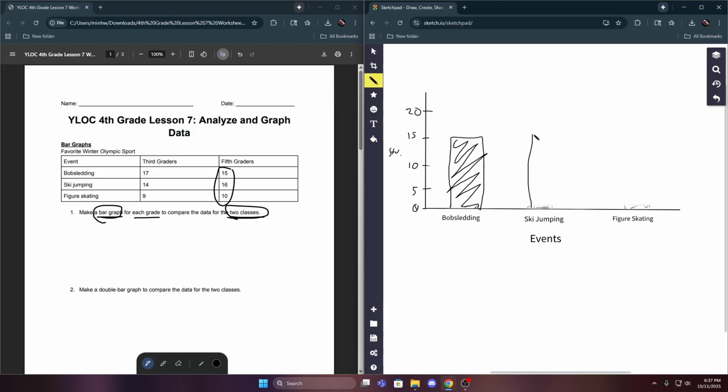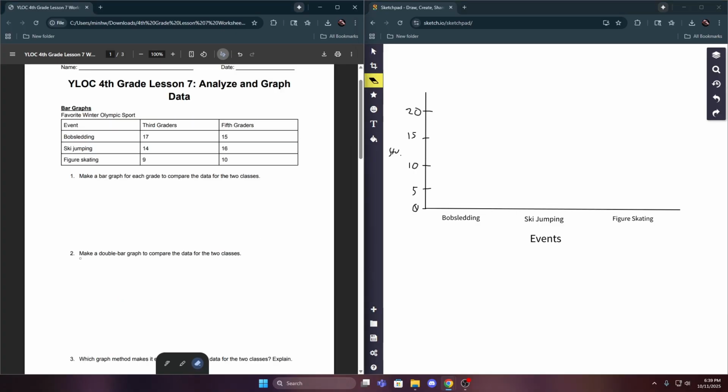So just a little bit more, right? That's a little bit higher. Pretend this is filled in once again. And figure skating, which has 10. So that's going to go right up to that 10 mark. Excuse these bars for not being perfect, but they should be if you were modeling them on a spreadsheet or whatnot. There you go. That is what it will look like for fifth graders.